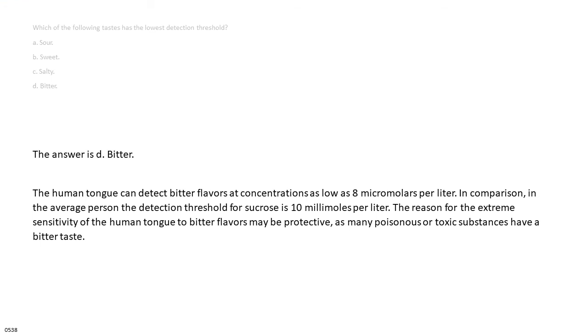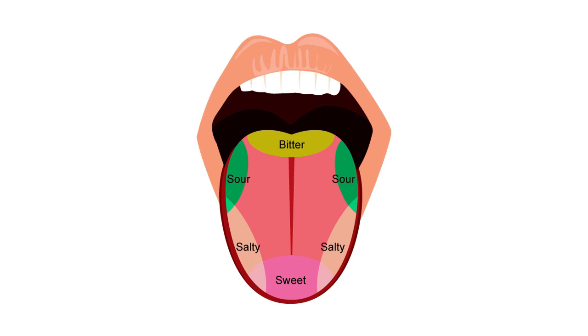The answer is D. Bitter. The human tongue can detect bitter flavors at concentrations as low as 8 micromoles per liter. In comparison, in the average person the detection threshold for sucrose is 10 millimoles per liter. The extreme sensitivity of the human tongue to bitter flavors may be protective, as many poisonous or toxic substances have a bitter taste.